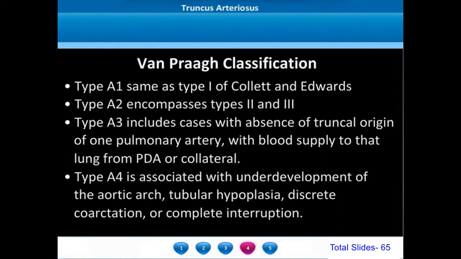Van Praag's A1 will be the same as type 1 of Collett and Edwards classification. A2 will encompass the type 2 and type 3 of Collett and Edwards. A3 will be patients with absence of truncal origin of one pulmonary artery with blood supply to that lung either coming off from the PDA or collateral. A4 is associated with underdevelopment of the aortic arch, often an interruption, sometimes a tubular hypoplasia or a discrete coarctation.